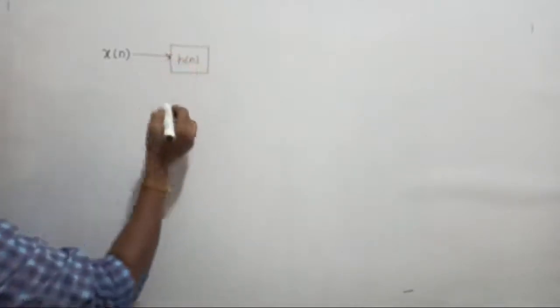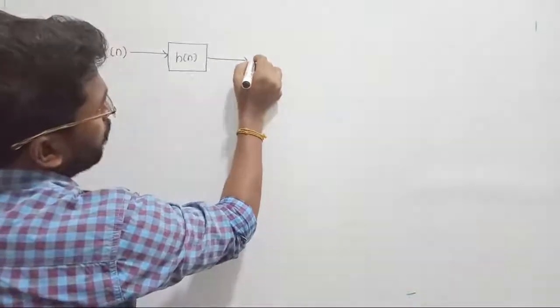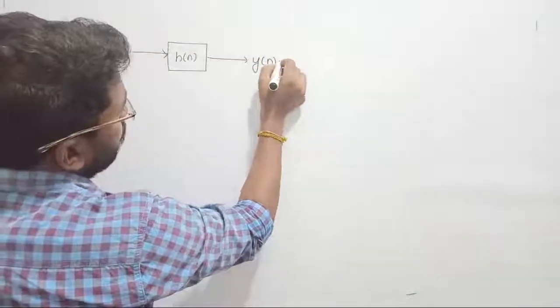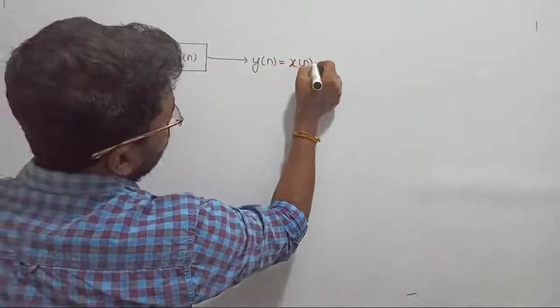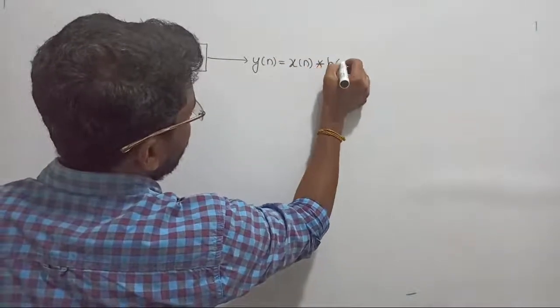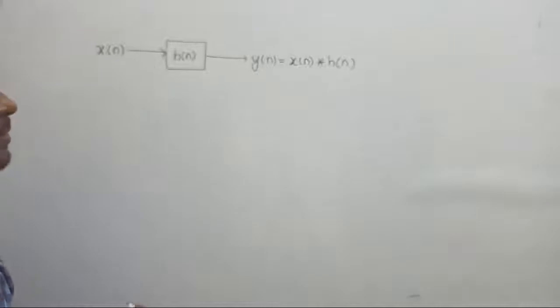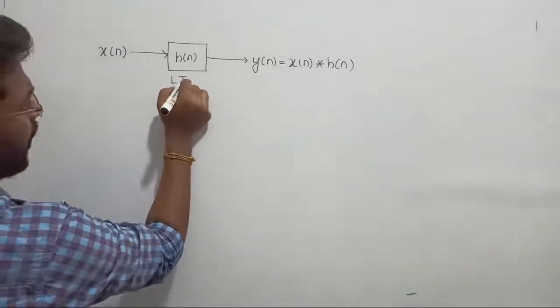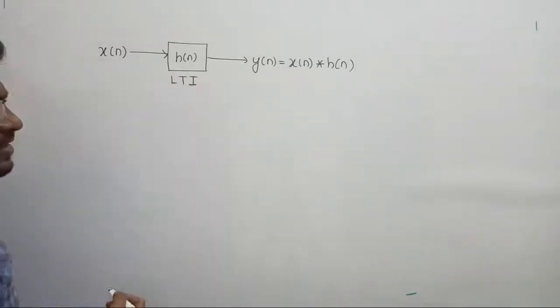Whenever I am passing a signal x of n through the h of n, the output of the system y of n can be concluded as x of n in convolution with h of n. Do you agree? Yes. That is the basic fundamental property of an LTI system. Yes, exactly, that is true.